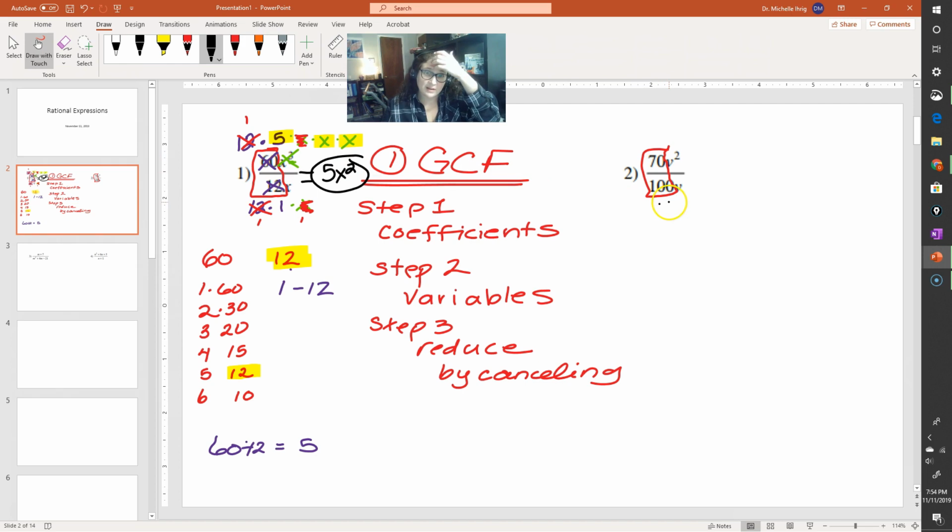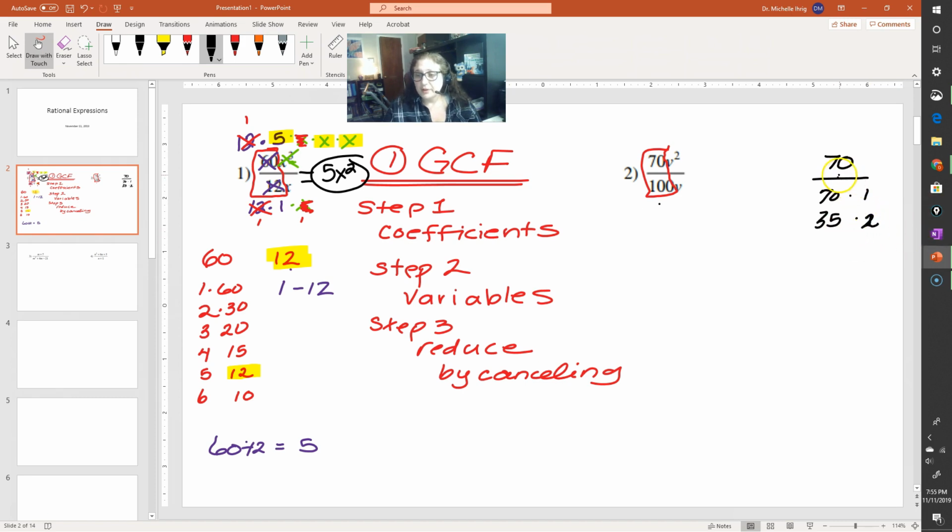Now let's break this down a little easier. Remember, step 1 is the coefficients. I'm going to look at my smallest number, which is 70, and think of the biggest ways I can break it down. Well, I can do 70 times 1. Well, 100 divided by 70 isn't a perfect number. Then I'm going to do, well, 70 divided by 2 is 35. 100 divided by 35 doesn't work.